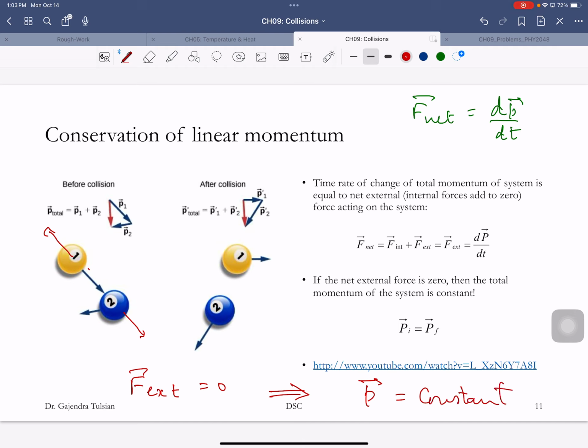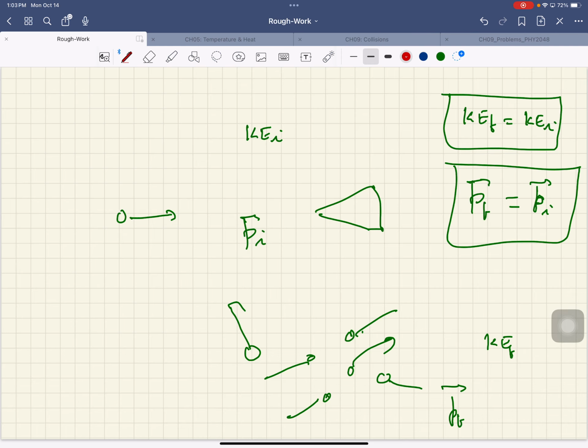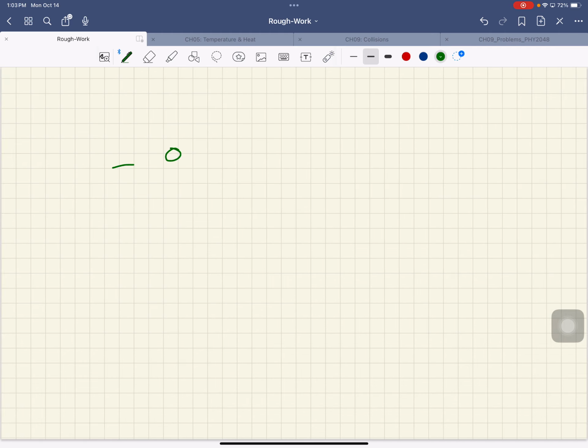And that's what you saw in the pool rack collision. There was no external force because, now I'll draw a side view. Here's the table. Here was the force of gravity, but that was being balanced by the normal force. And it was frictionless, so we were assuming that. So there was no external force on the system, and the momentum was conserved.